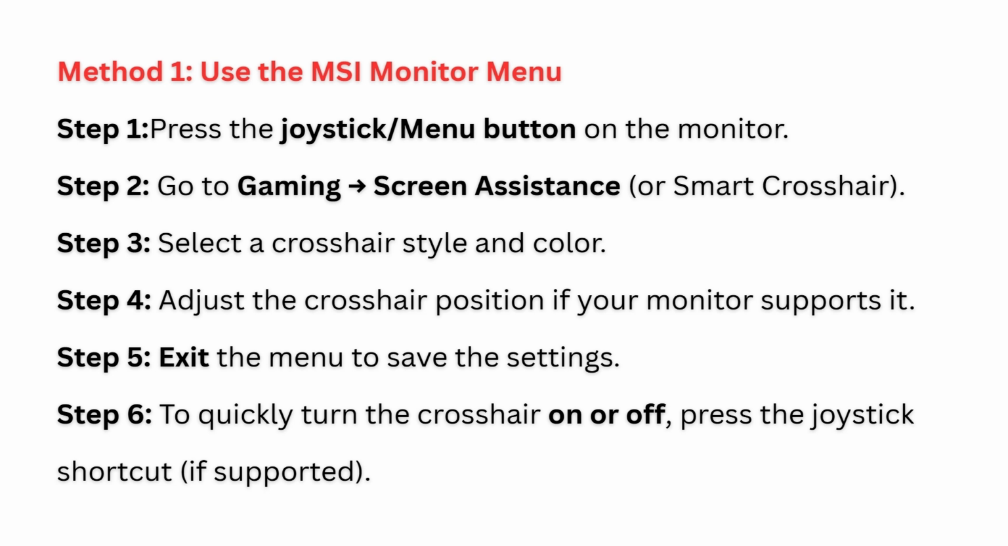Step 3. Select the crosshair style and color. Step 4. Adjust the crosshair position if your monitor supports it. Step 5. Exit the menu to save the settings. Step 6. To quickly turn the crosshair on or off, press the joystick shortcut if supported.